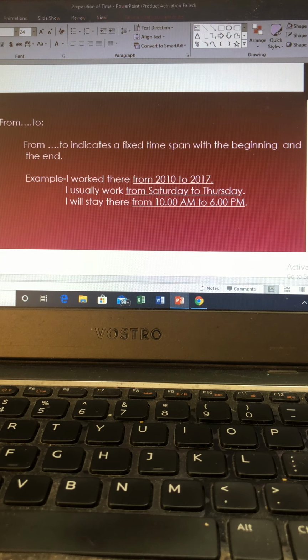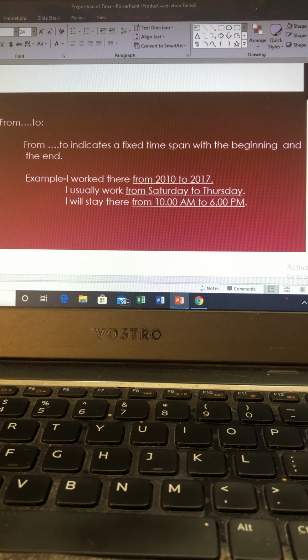Take the next one. "I usually work from Saturday to Thursday." That means I don't work on Fridays. From Saturday to Thursday. If we are saying that we work in school from Monday to Saturday, this is a fixed time span, a given time span, right?